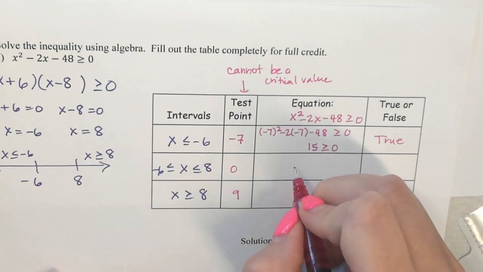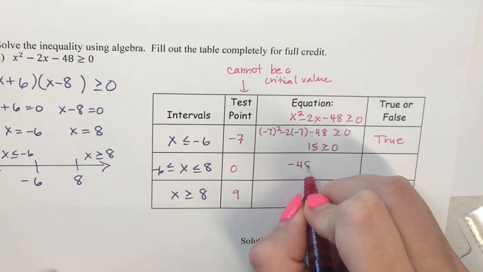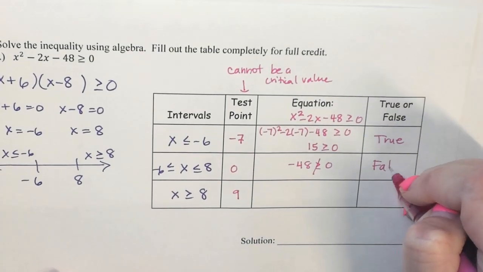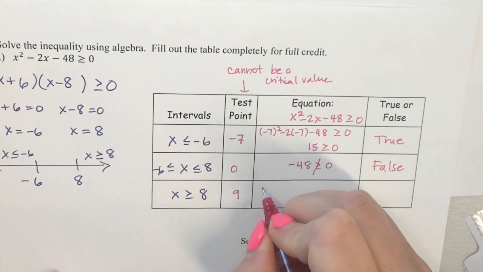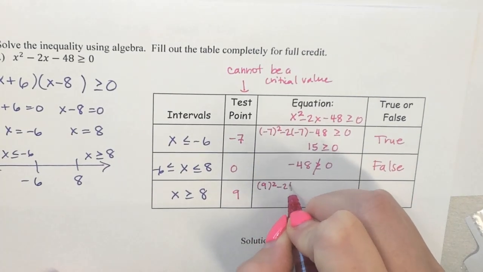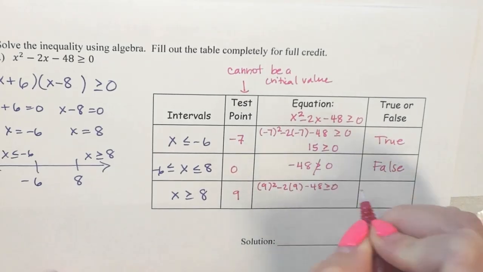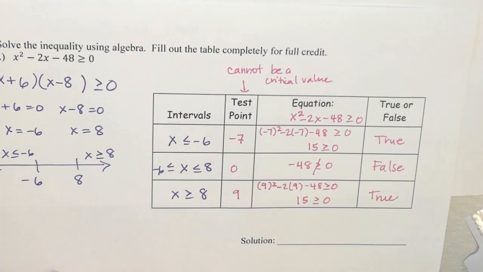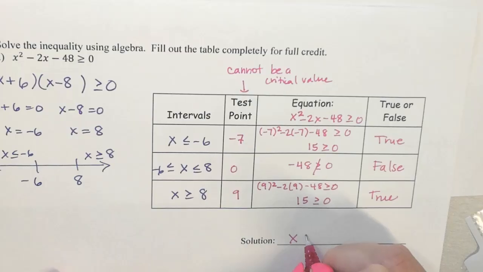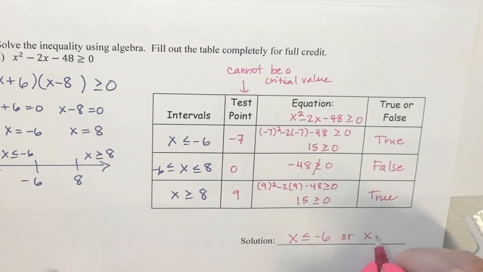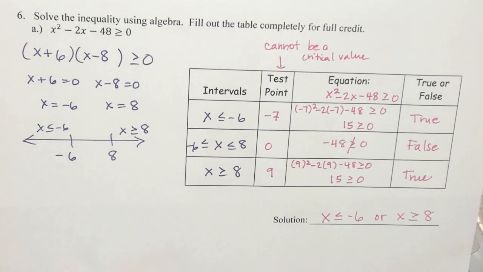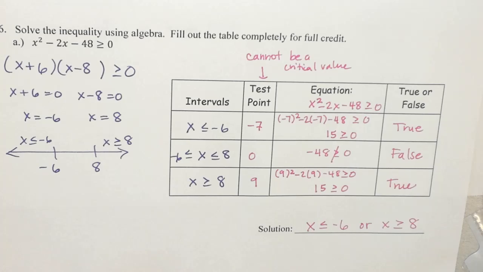When you plug in 0, you end up getting negative 48 is greater than or equal to 0. That is going to be false. And if you chose 9, then you are going to have 15 is greater than or equal to 0, which is true. On your solution line, you are going to write the true statements. All right, so now I want you to try part B if you haven't already on the sheet.